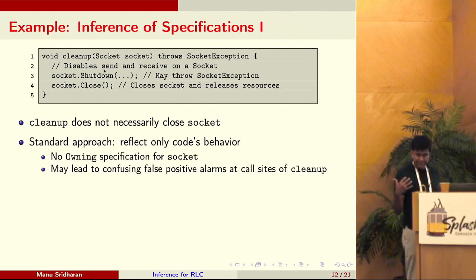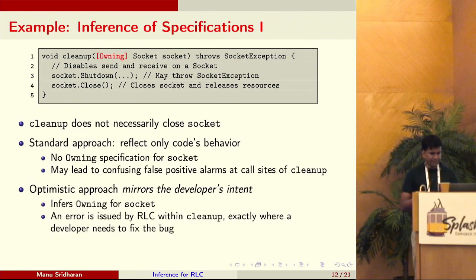Maybe intuitively, it seems when reading this code that there was an intent here to always close this socket. And if we don't infer an annotation there, that leads to confusing error messages for the developer elsewhere in the code, right? Maybe cleanup is called in 10 different places, and the checker will treat that operation as if it's not doing any cleanup at all. So you'll get 10 different error messages at all those call sites, rather than a single error here in this method where the real problem is. So the optimistic approach aims to mirror the developer's intent. Here we infer an owning annotation on this socket parameter, and that's going to lead to an error, but it'll lead to an error in this method, which typically is the right place to fix this.